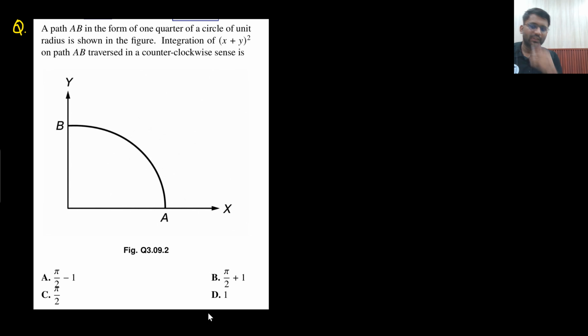Okay. You try solving this question. I will take a break and then I will come back. Path AB is formed in the quarter circle. It is given, integration over the path AB. What you are supposed to calculate? You are supposed to calculate integration over this path AB. This is what you are supposed to calculate.